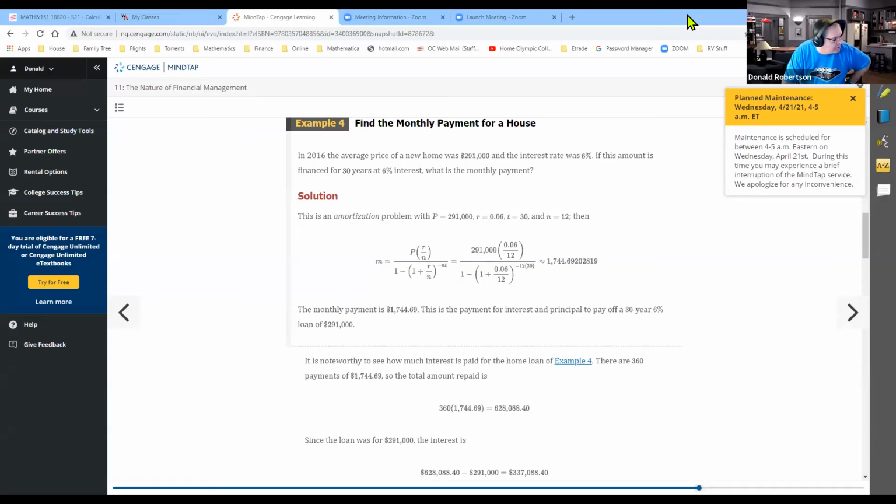Right. I'm going to show you the piece of the textbook where it actually goes into this. Sometimes you're going to do your homework and you're going to say, oh, I've forgotten what formula goes here. Find a monthly payment on a house, which is called your mortgage.